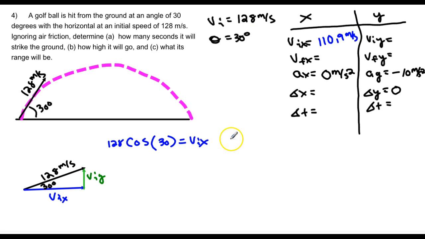And then we're going to say the same thing for the X direction. We're going to say 128. Now I'm going to say the x direction. Listen to me, I'm getting them mixed up again. And the y direction right here. The y is the opposite side. So the only function that deals with opposite and hypotenuse is the sine function. So 128 times the sine of 30 will give me Vi y. So I'm going to punch that in.